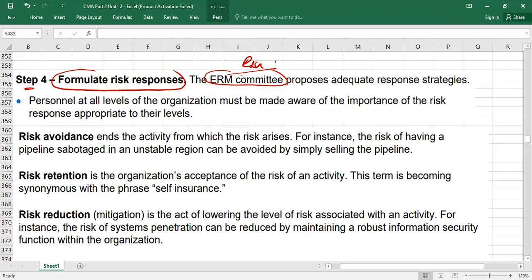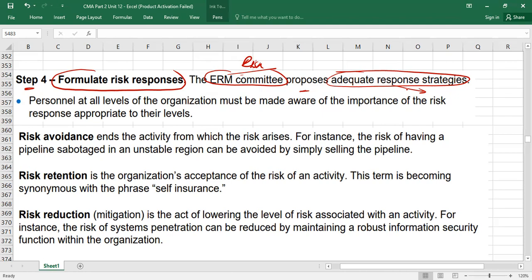So they're saying the ERM committee, meaning a risk committee, proposes an adequate response strategy. Actually, they propose which strategy we should follow for each risk. Usually we have these strategies to mitigate the risk. Please remember, maybe we cannot apply a strategy to eliminate the risk. Risk management means that we have to actually mitigate the risk. We have to reduce the risk to an acceptable level, right? That is what is called risk responses. This is the objective of risk response, to reduce the risk to an acceptable level.